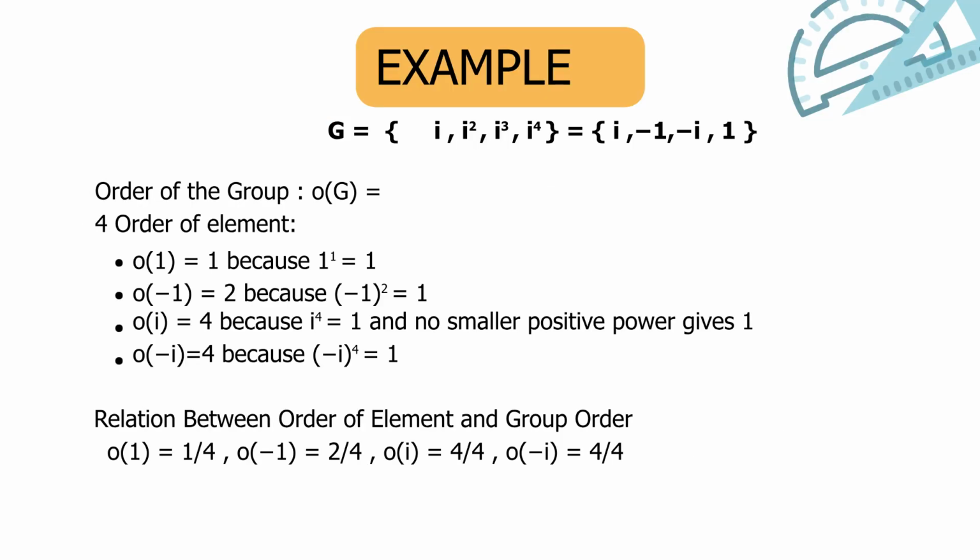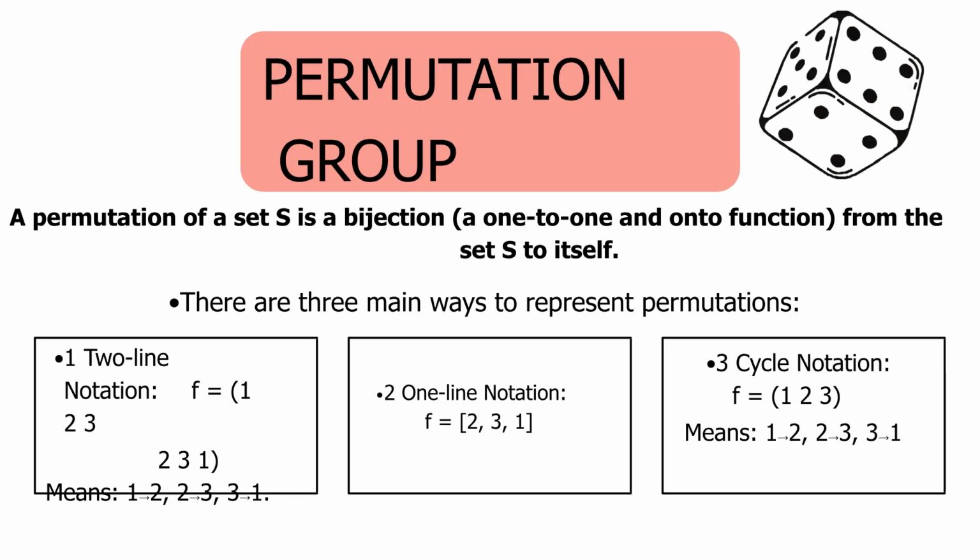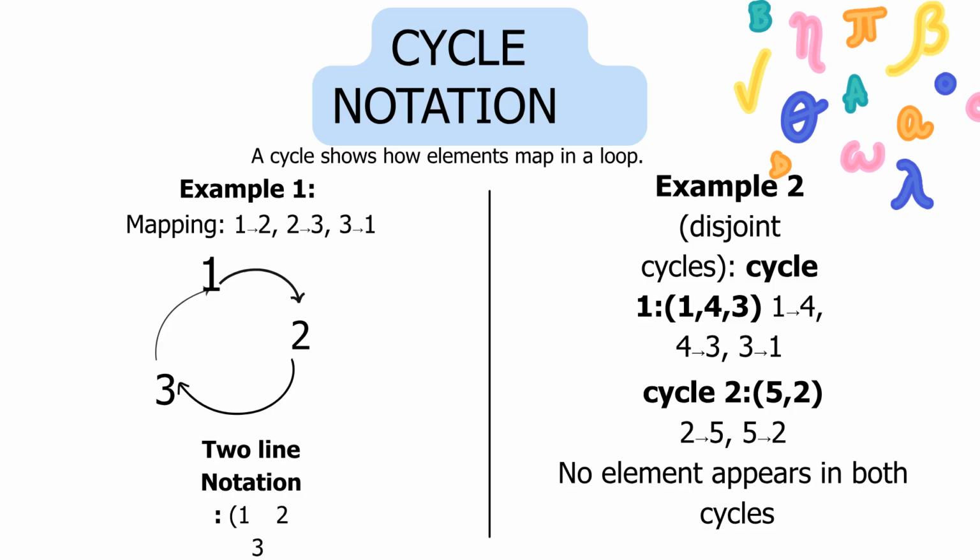Consider the group G equals {1, -1, i, -i}. The order of the group is 4. The order of each element, such as the order of i equals 4, divides the group order, confirming Lagrange's theorem. A permutation of a set S is a bijection from S to itself. Permutations can be represented using two-line notation, one-line notation, or cycle notation. Cycle notation shows how elements map in a loop. Disjoint cycles do not share any elements, which simplifies their representation and analysis.